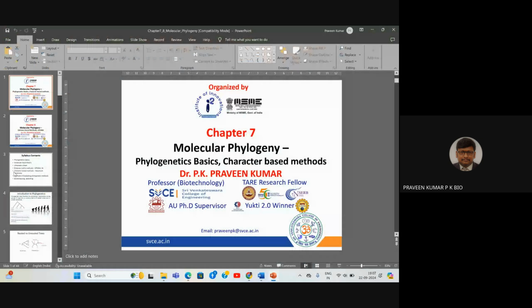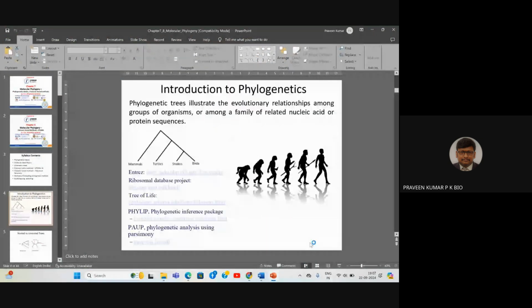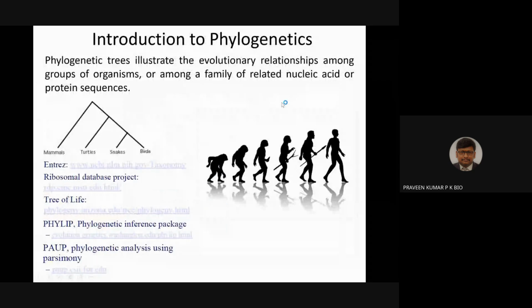So in molecular phylogeny, the phylogenetics is an application of multiple sequence alignment. That is, if you have a pairwise sequence alignment, the output of the pairwise sequence alignment we can give as an input for multiple sequence alignment. And whatever output of the multiple sequence alignment, we can feed that as an input for phylogenetic tree construction.